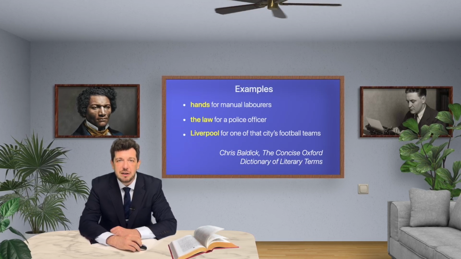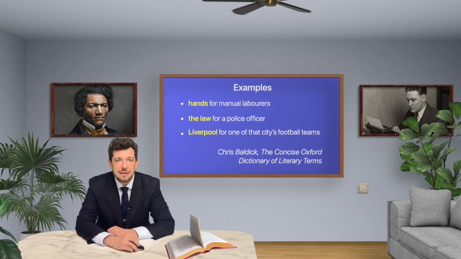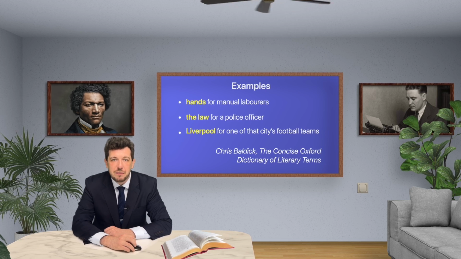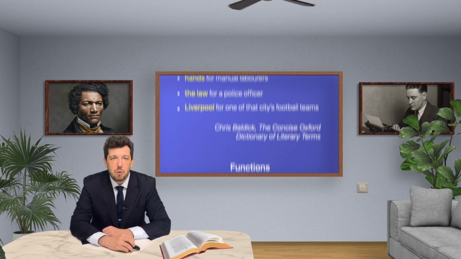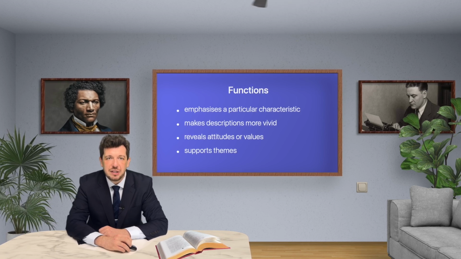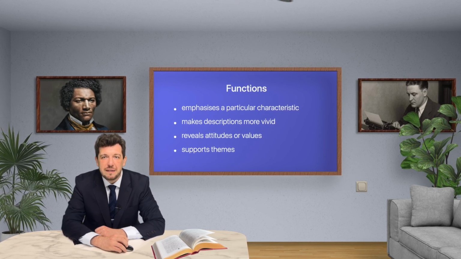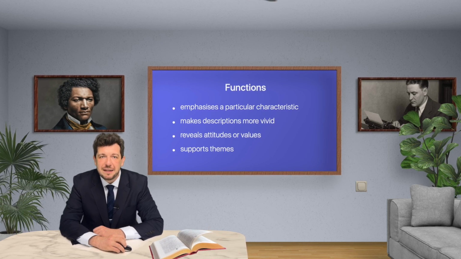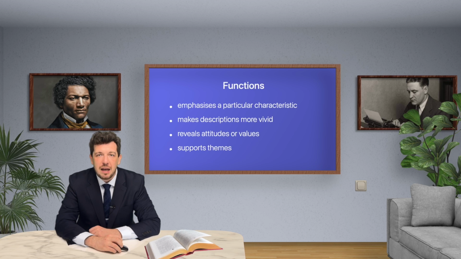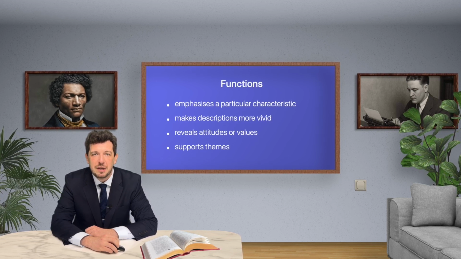Common everyday examples of synecdoche include hands for manual laborers, the law for a police officer, Liverpool for one of that city's football teams. Authors often use synecdoche to emphasize a particular characteristic of something. By selecting one part to represent the whole, the author draws attention to what matters most. Synecdoche makes descriptions more vivid. A concrete detail is often more memorable than a general term.